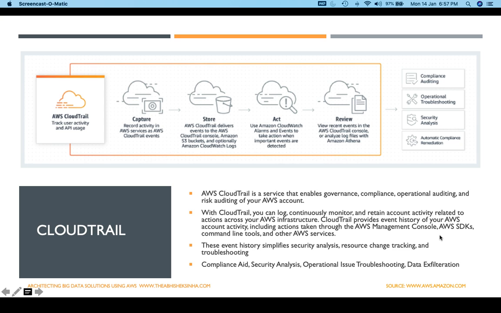AWS CloudTrail makes it easy to ensure compliance with internal policies and regulatory standards by providing a history of activity in your AWS accounts. You can store all these AWS account CloudTrail logs in an S3 bucket, and later you can analyze them. Based on the analysis, you can keep your environment more compliant with respect to internal company policies, as well as any regulatory norms which you have to follow.